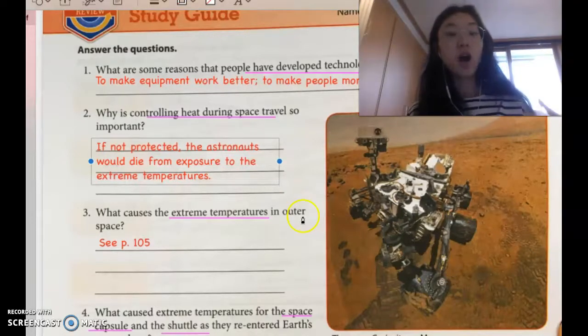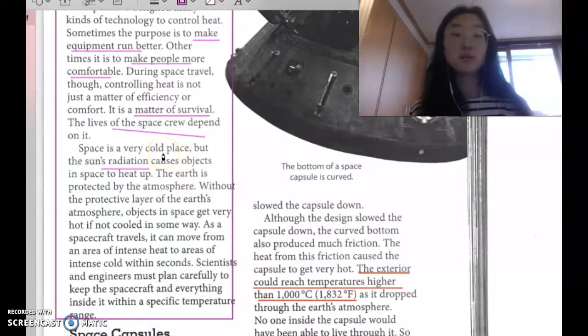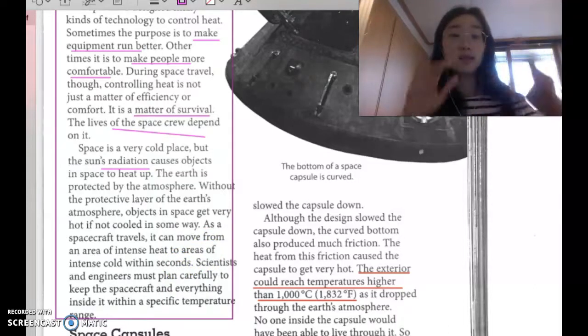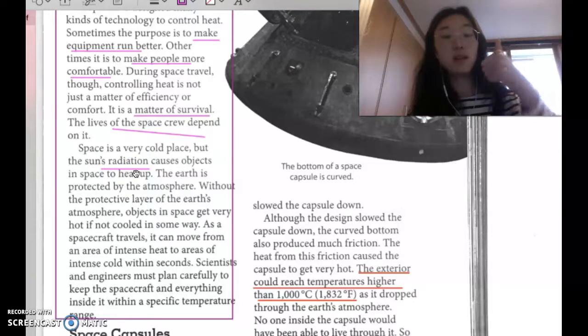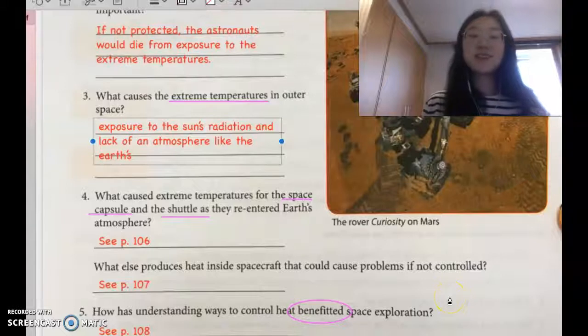And number 3, what causes the extreme temperatures in outer space? It's important to protect astronauts from extreme temperatures, but what causes those in the first place? Page 105. It says, space is a very cold place, but the sun's radiation causes objects in space to heat up. The space is protected by the atmosphere. Without the atmosphere, objects in space get very hot. And as a spacecraft travels, it can move from an area of intense heat to areas of intense cold within seconds. So what are the things that cause that change? Exposure to sun's radiation and the lack of atmosphere in space. All right, so that's what I put.